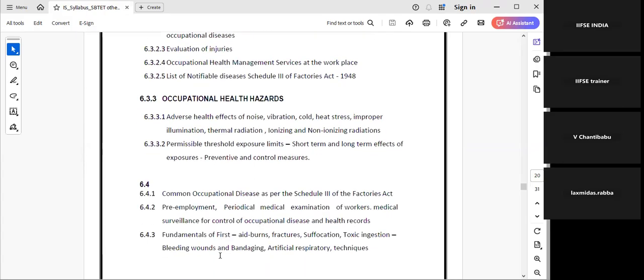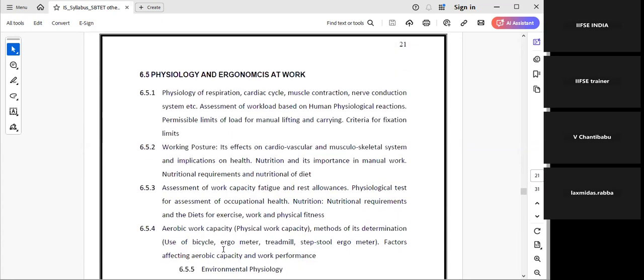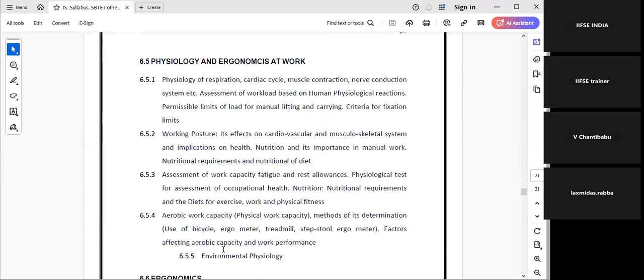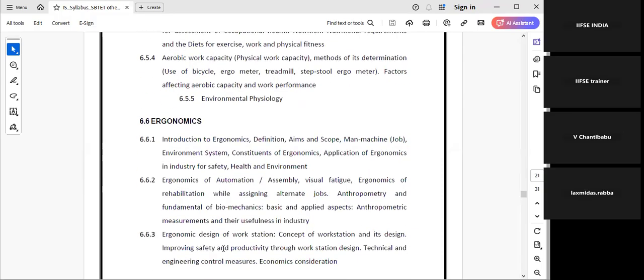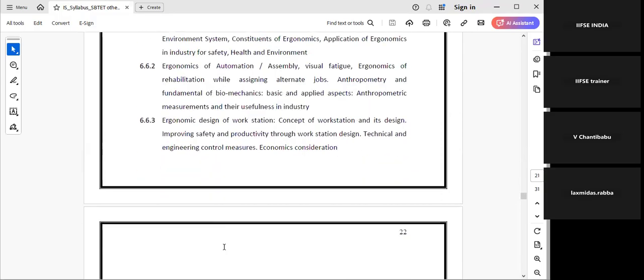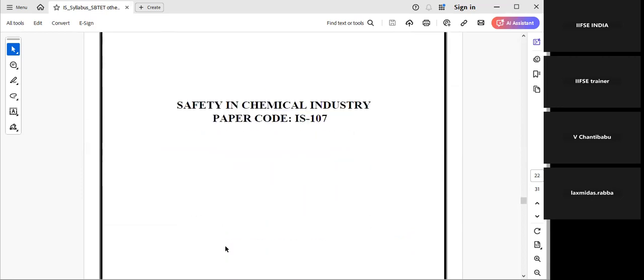Then we talk about various occupational health hazards. Then physiology and ergonomics. In ergonomics also, we cover various topics with respect to working posture, and we talk about the importance of ergonomics with respect to the design of machines and tools. And also we talk about application of ergonomics in various aspects like design, controls, visuals, etc. That is about 106.